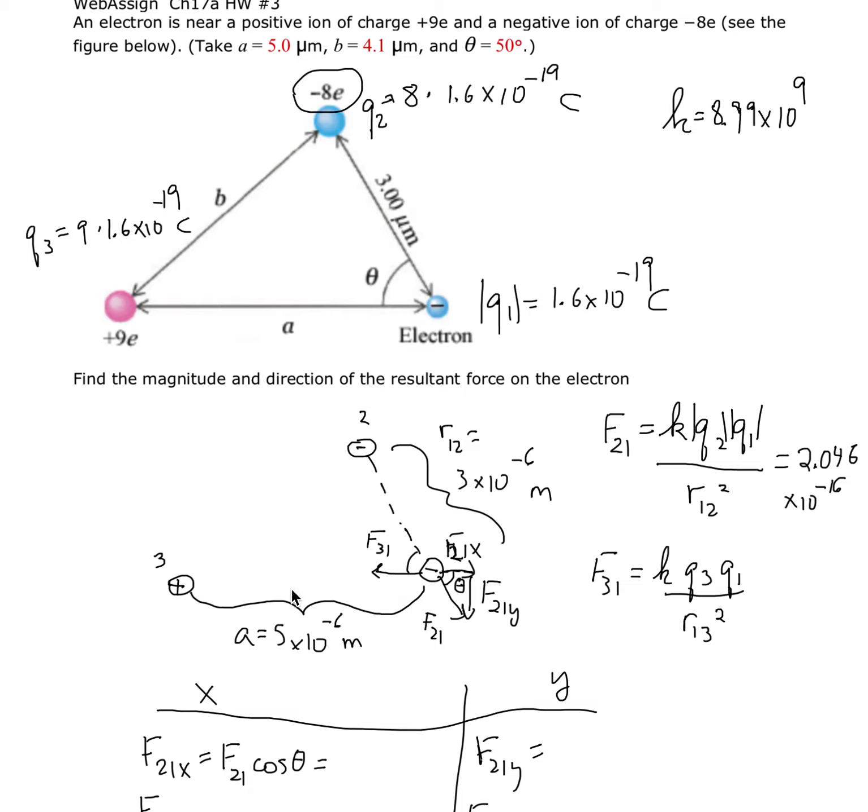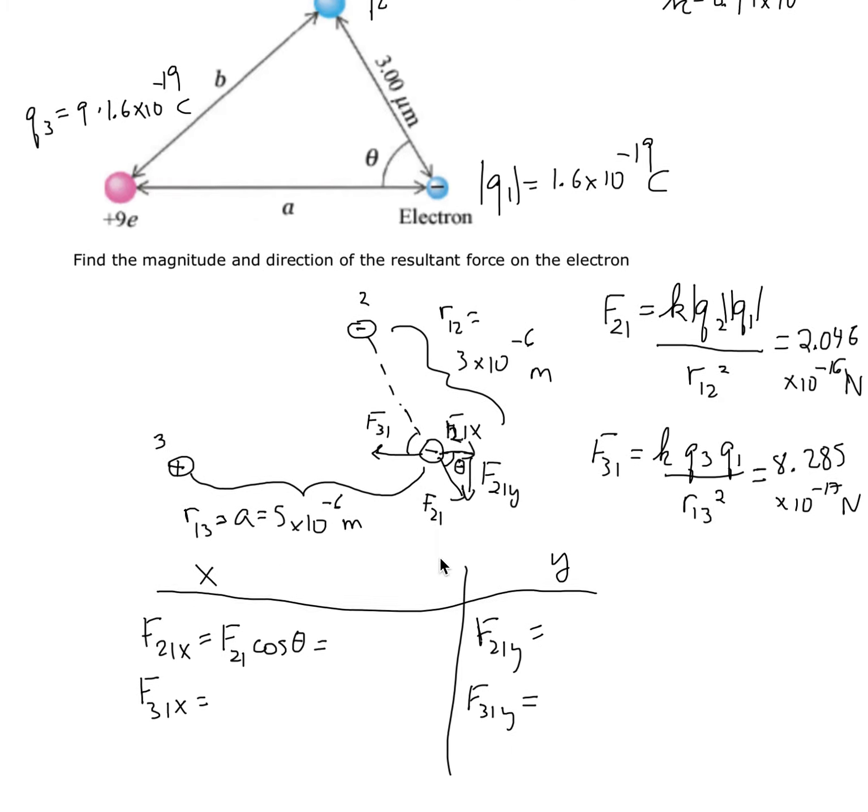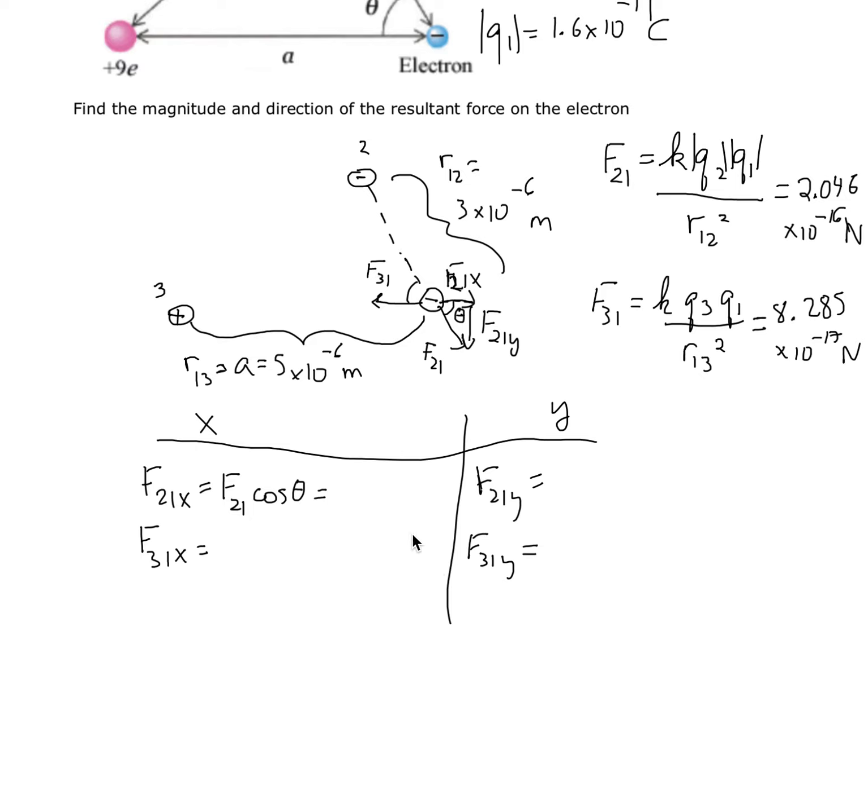So our 1,3 is this A right here. That's the distance between charges 1 and 3. Make sure to square that. You'll get for F31 8.285 times 10 to the negative 17. Of course, this is all in newtons. So as I mentioned, we don't care about the negative signs because we already know the direction of the forces. So, sorry I wasn't super organized.